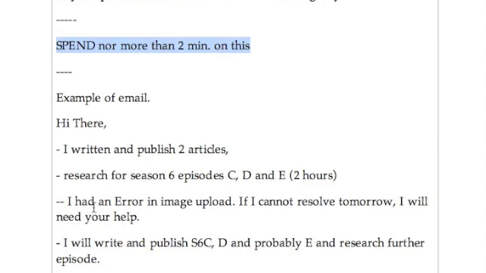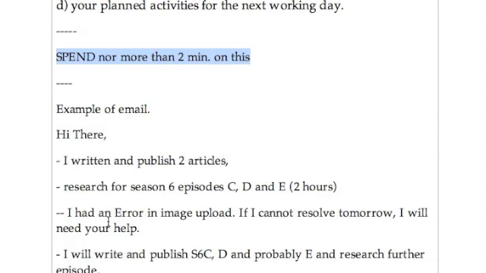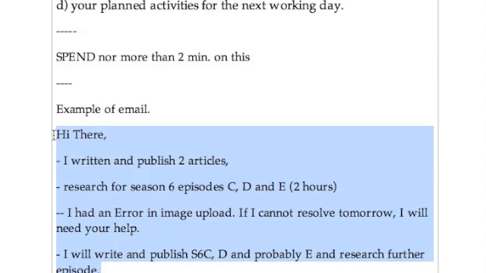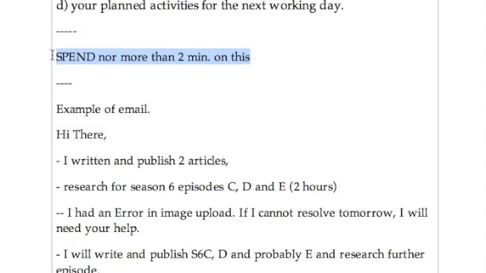And you can also write, and we're here at point B, as you can see, I encountered an error in image upload. If I can resolve tomorrow, it means that you have not been able to resolve it today. If I cannot resolve tomorrow, I need your help. And clearly, in three short sentences, I know really what's going on and what you've done. And for point D, I will write and publish the next episodes and research further episodes. Very general. What I'm talking about here is this part, and it's a no-brainer. If you have worked 8 hours, you can write 3-4 lines in 2 minutes. If it takes you 3 minutes, it's not a problem either. But it should be very, very short.